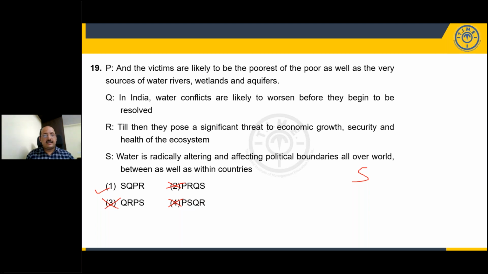So water is radically altering, affecting political boundaries all over the world, between as well as within countries. In India, water conflicts are likely to worsen before they get resolved. The victims are likely to be the poorest of the poor. Till then, they pose a significant threat to economic growth. So SQPR. I hope this is clear, guys, how we worked this out, how SQPR became the answer.